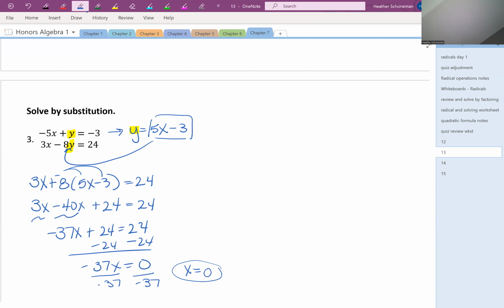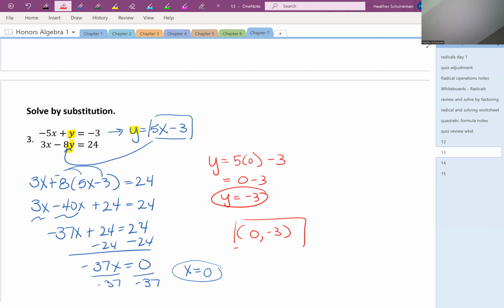But now I have to plug it in to figure out what y is. So this one that says y equals is the most efficient. So I have y equals 5 times 0 minus 3. So it's 0 minus 3. So y is just negative 3. So my final answer is (0, negative 3). It's a very specific point, not no solution.